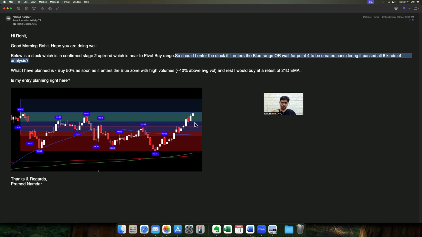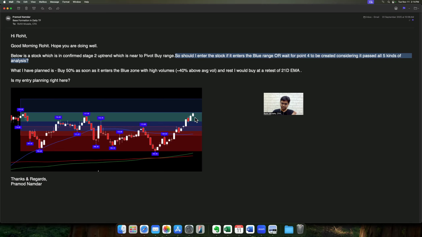So he's asking, should I wait for point 4 to be completed, or should I buy the stock when it enters this blue range? Well, the answer is both. If it doesn't form point 4, it directly goes into the blue range, then we can buy the stock on the weekly time frame chart, provided it's a positional trade, because you can't take a swing trade on a weekly time frame chart as per our framework.